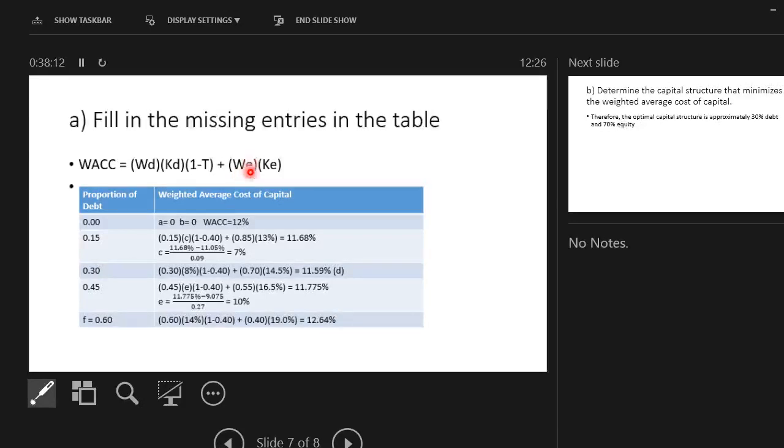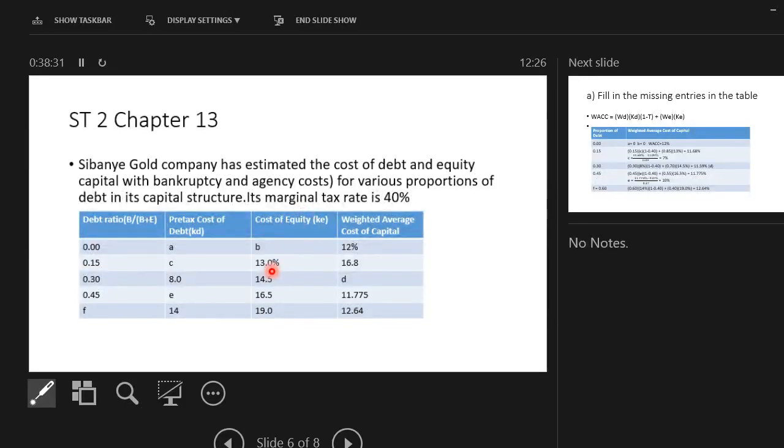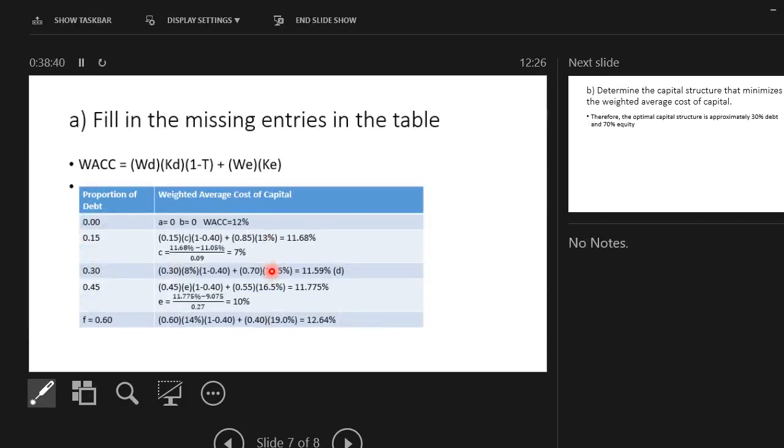So we say 1 multiplied by the cost of equity, and here we are already told that the weighted average cost of capital is 12%. So 1 multiplied by something is equal to 12%. Obviously, it will tell us then that B is equal to 12%. All right, I'll write it on the board.